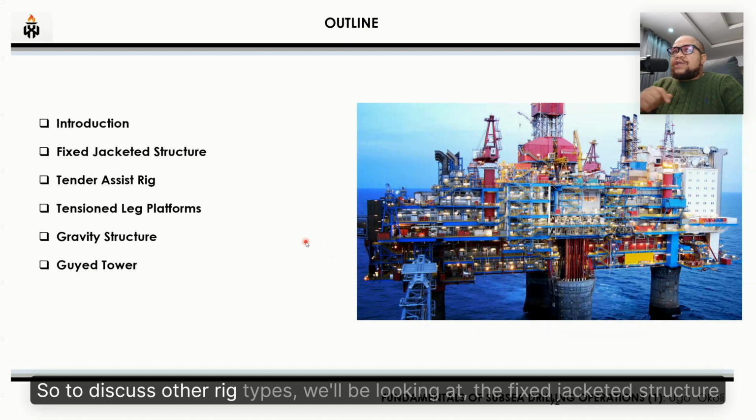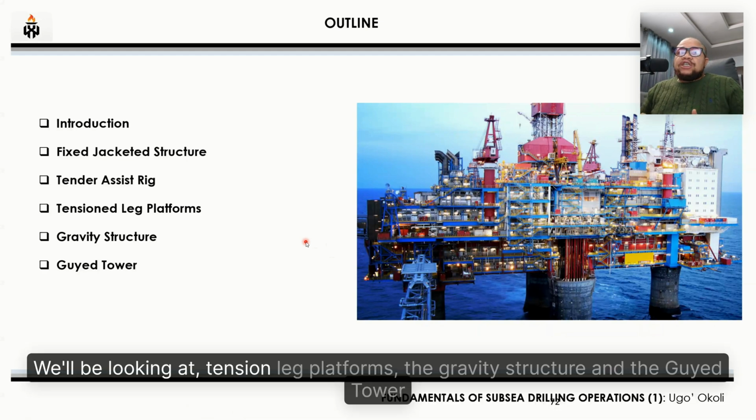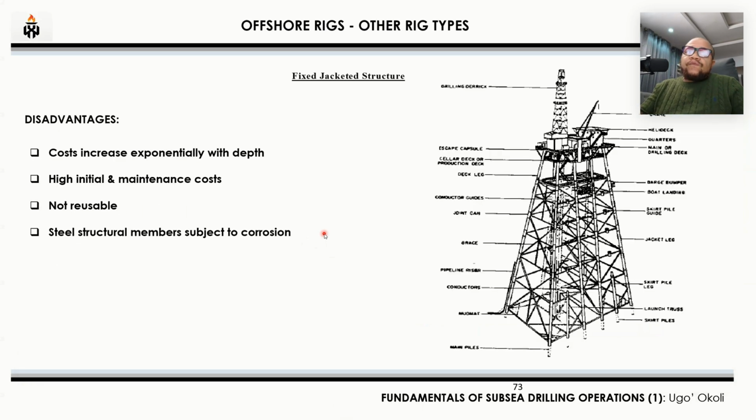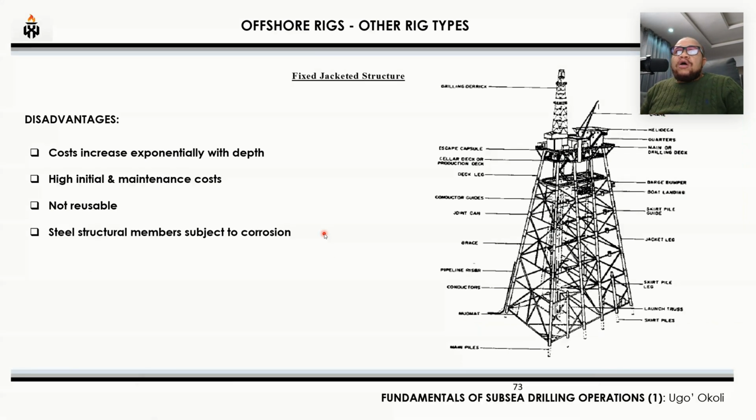So to discuss other rig types, we'll be looking at the fixed jacketed structure, the tender assist rig, tension leg platforms, the gravity structure, and the guide tower. So the first on the list is the fixed jacketed structure.